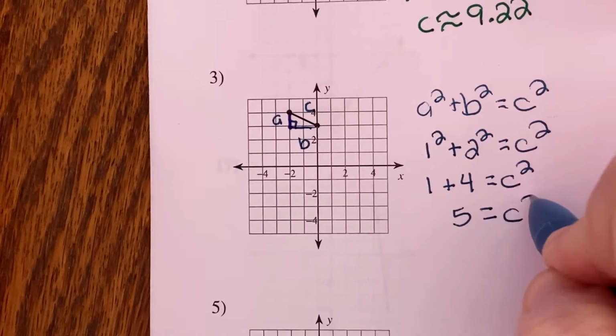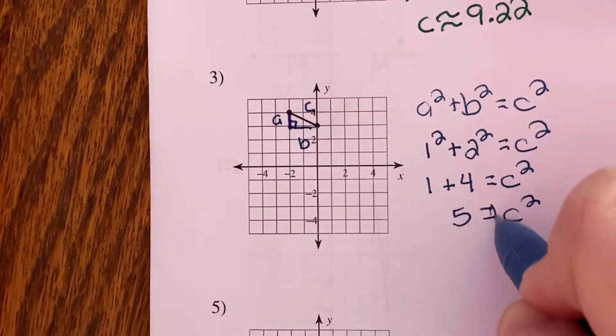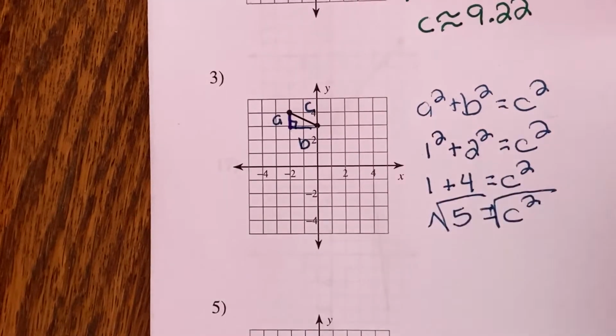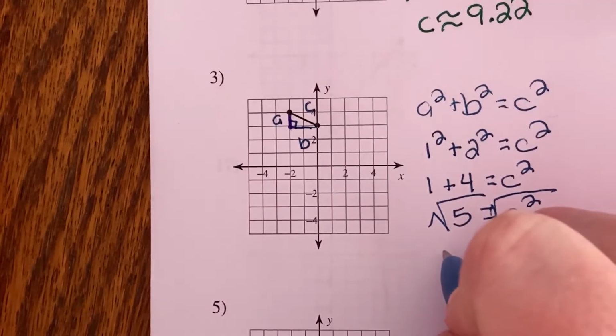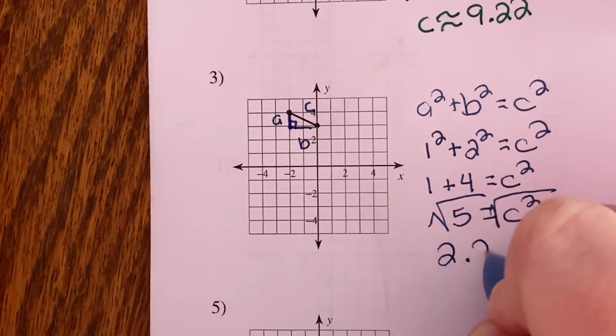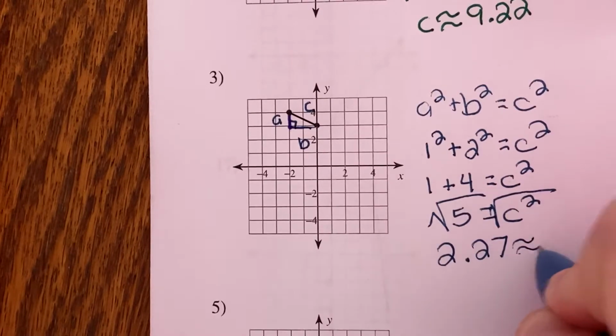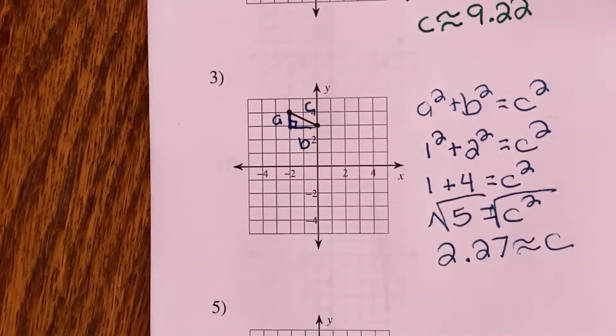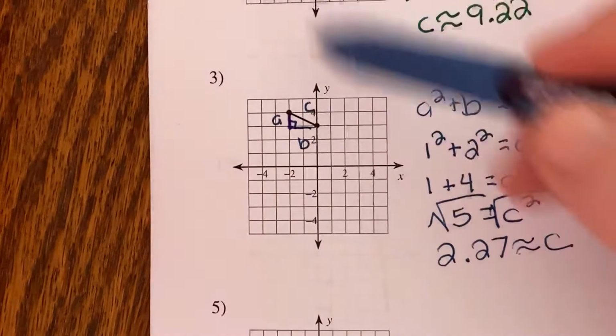So I'm going to have 1 plus 2 squared is 4 equals C squared. 5 equals C squared. In order to get rid of this exponent, again, take the square root of each side, and then put that into your calculator. So we're going to have the square root of 5. It's going to be approximately 2.27, approximately C. Now, if you just put the equal sign when you're putting it in a Google Classroom, that is completely fine. You just need to know that's an approximation because we're rounding. So that's how we can do it when we see it on a graph.